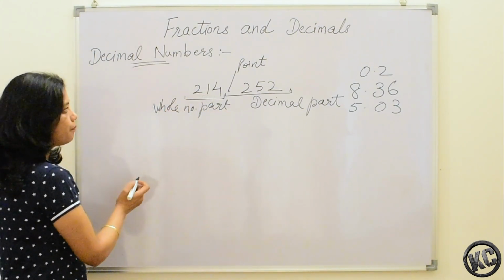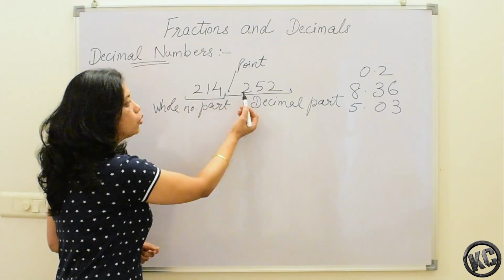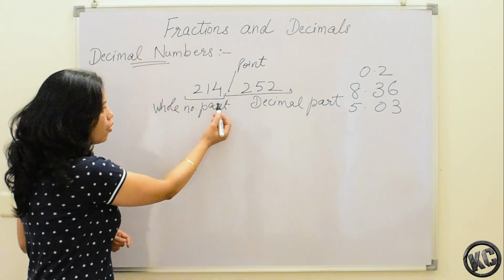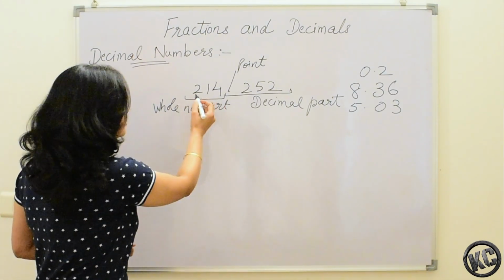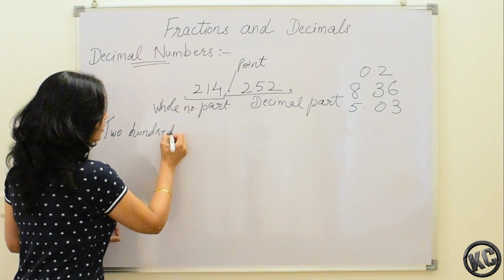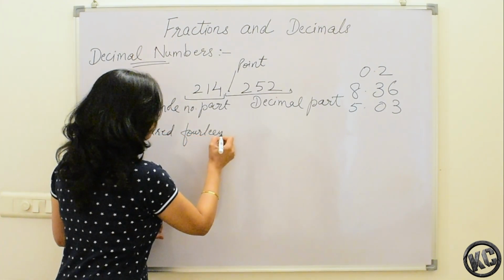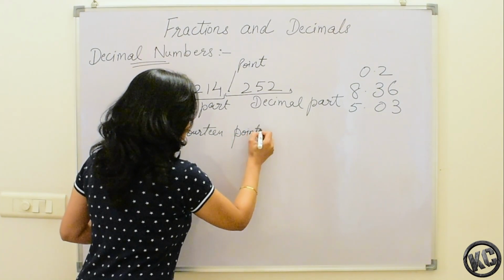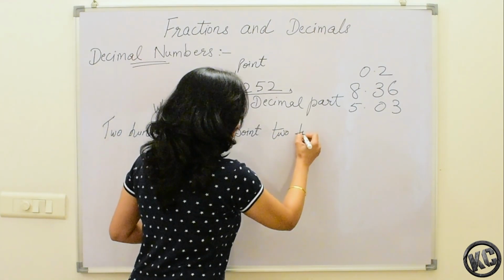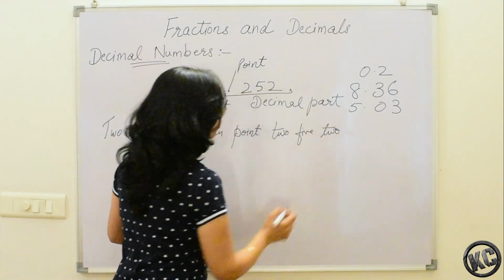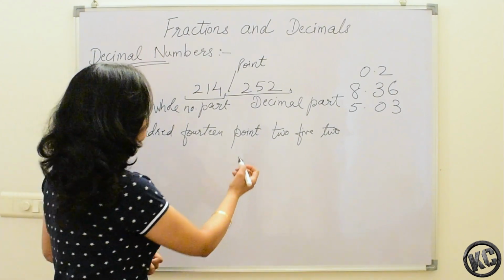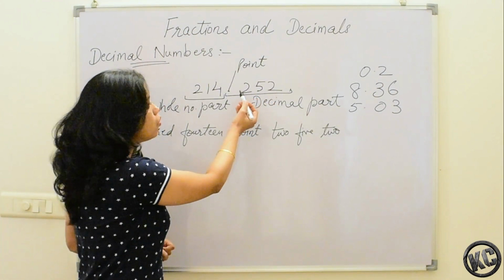Now how will we read this number? 214.252. Whenever we read decimal numbers, we read the whole number part as we read whole numbers. This is 214. Then 214 point, this dot we read as point, then 252. The digits in the decimal part are read as individual digits: two, five, two, not two hundred fifty-two.